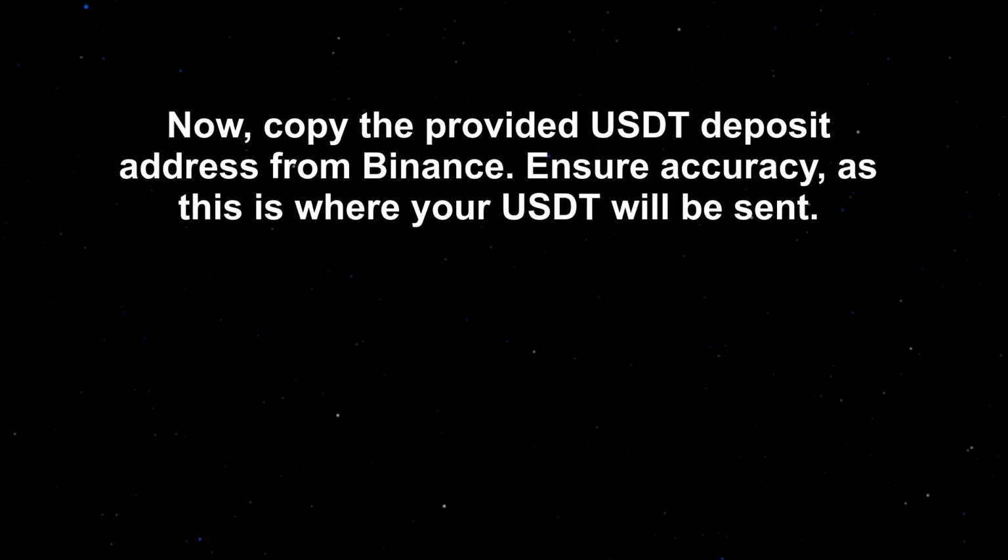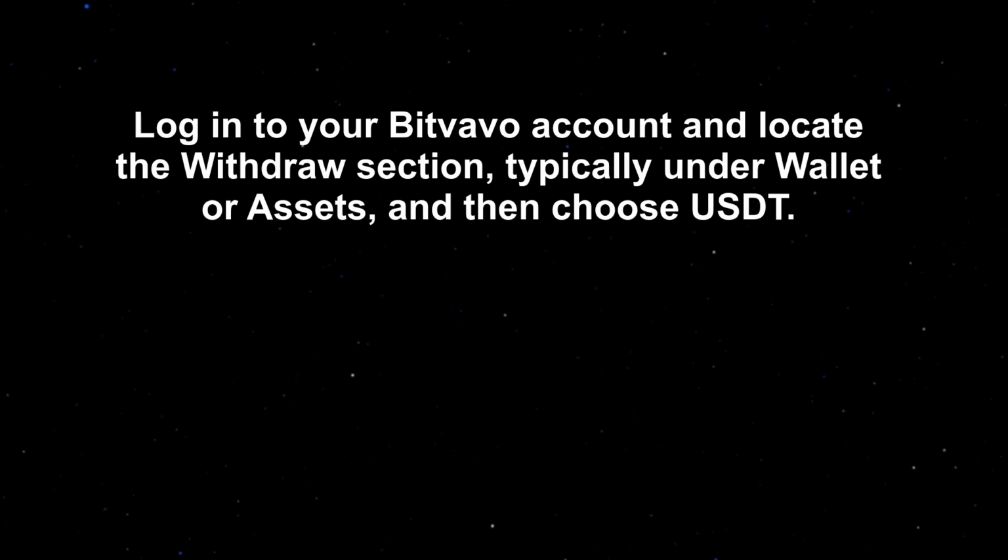Now, copy the provided USDT deposit address from Binance. Ensure accuracy, as this is where your USDT will be sent. Log into your Bitvavo account and locate the Withdraw section, typically under Wallet or Assets, and then choose USDT.